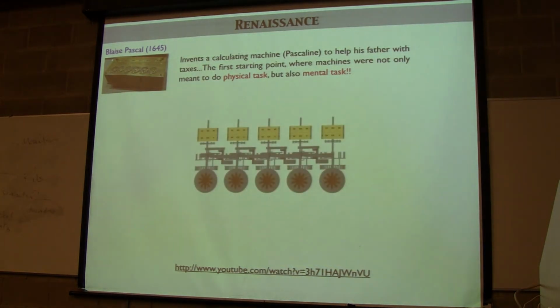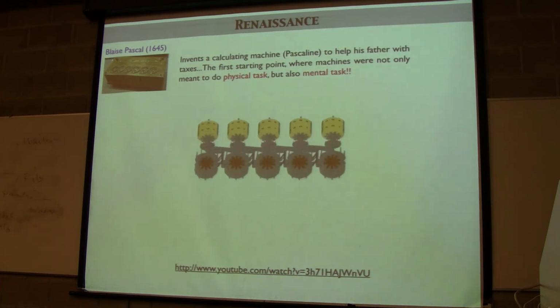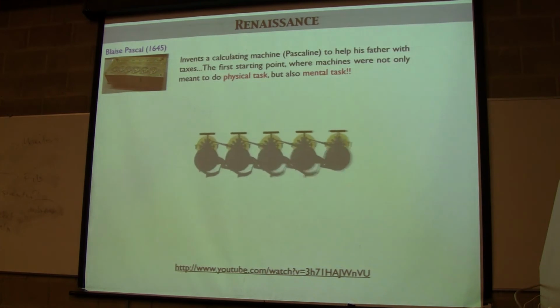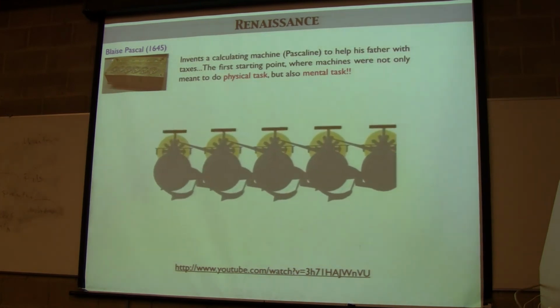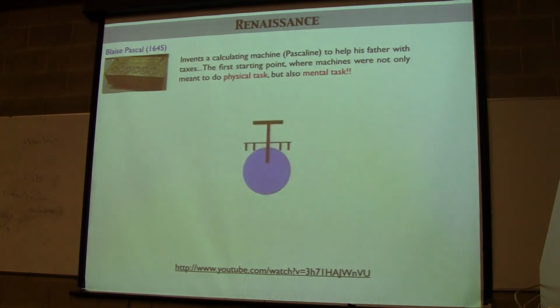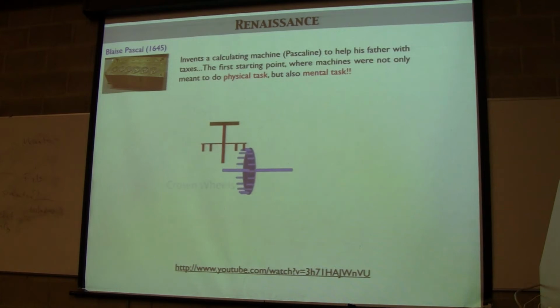Looking inside the Pascaline, we see 5 sets of nearly identical mechanisms. A pair of crown wheels transfers the rotation of the input dial to an accumulator wheel. A backstop pawl meshes with the accumulator.